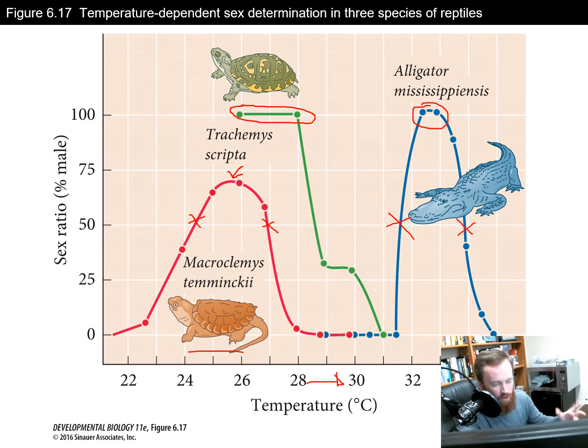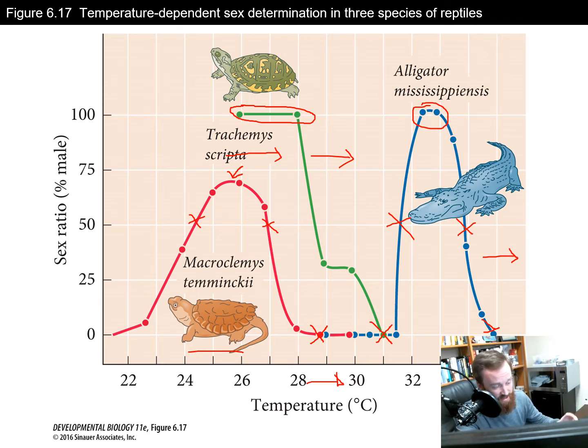Now this becomes important in an ecological context because of global warming, right? And so as temperatures begin to increase, you can see shifts in this direction of these sex ratios on the curve. So if temperatures rise to the point where common snapping turtles are experiencing only 28 and above, or the pond turtles are only 31 and above, or alligators are 35 and above, then you're only going to have females born.